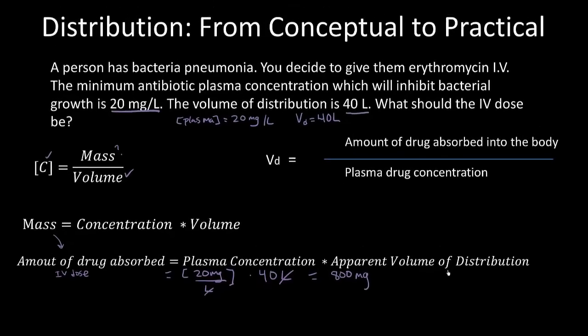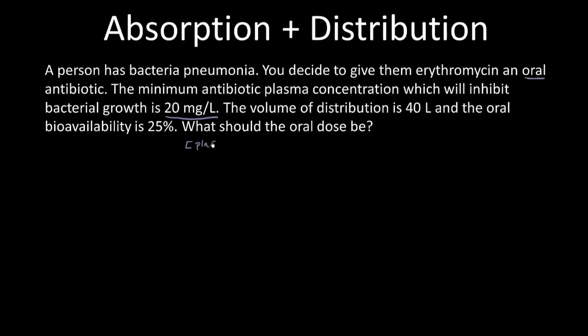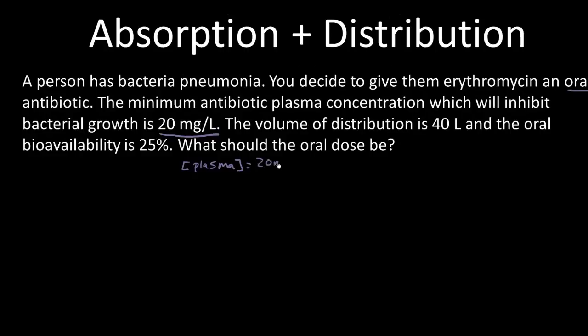Alright, let's do the same thing now and incorporate bioavailability, and instead of giving this drug IV, we're going to give it PO. So absorption and distribution. Now we're putting two different components of pharmacokinetics together. Same person, still has bacteria and ammonia, and now we decide to give them erythromycin via an oral dosage. Again, the minimum antibiotic concentration that we want in our plasma is 20 milligrams per liter, the volume of distribution is 40 liters, and the oral bioavailability, which I can just write as F, is 0.25. So what should the oral dose be?